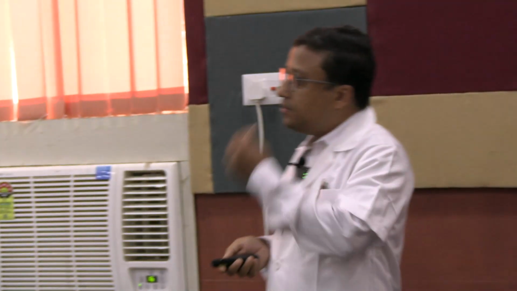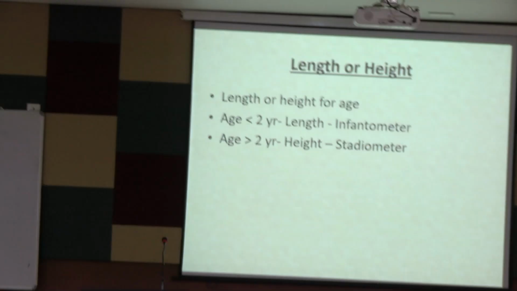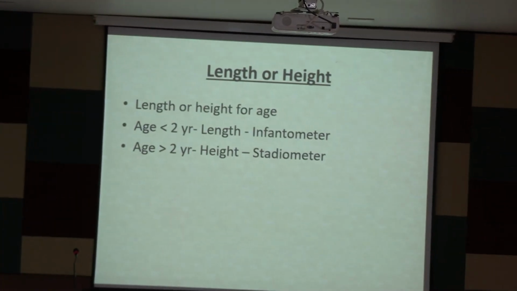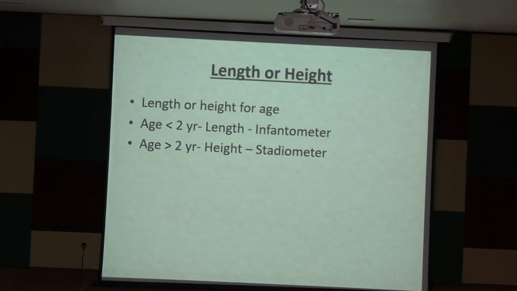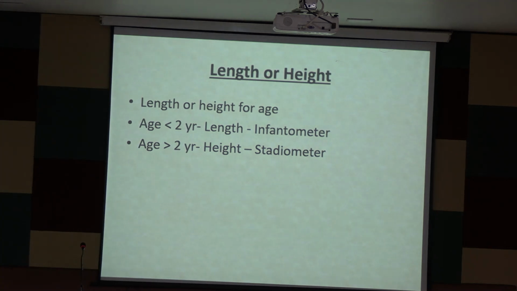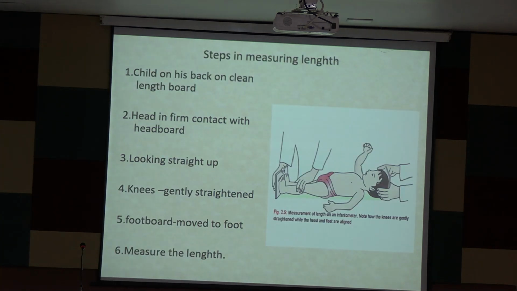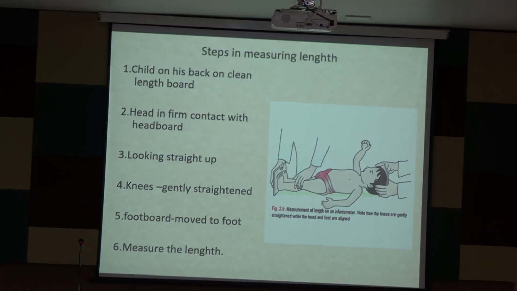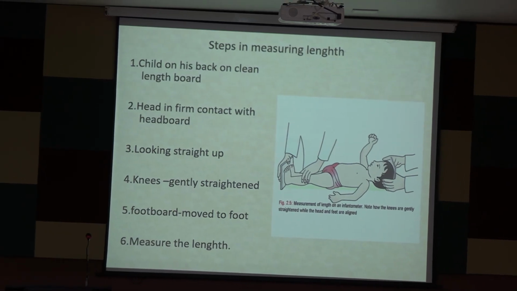Length or height. Length should be measured for children less than 2 years of age by an infantometer, and height should be measured above 2 years by a stadiometer. How should the length or height be taken? The child should lie on his back on a clean length board, and the head should be in firm contact with the headboard. Child should look straight upwards. The knees should be gently straightened. Footwear should be removed from the foot, and we should take the measurement in this position, like in this picture.